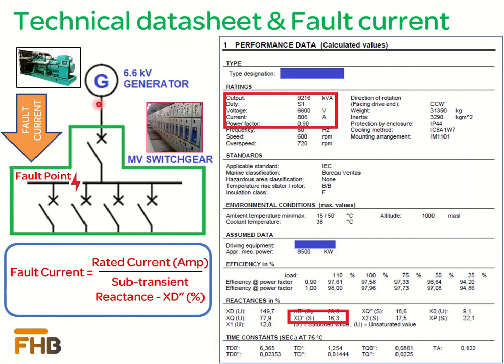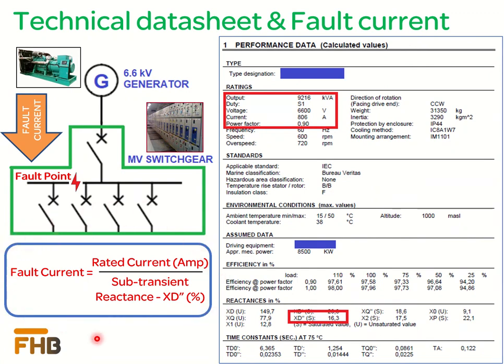To calculate the generator's contribution, we need some parameters which can be found in the generator's technical datasheet. The technical values in the datasheet vary from manufacturer to manufacturer, and it is important for the system designer to have the datasheet of the generator which is going to be installed in the system. The most important parameters to calculate the short circuit contribution are the rated current and the subtransient reactance of the generator, as the fault current is simply rated current divided by the subtransient reactance.